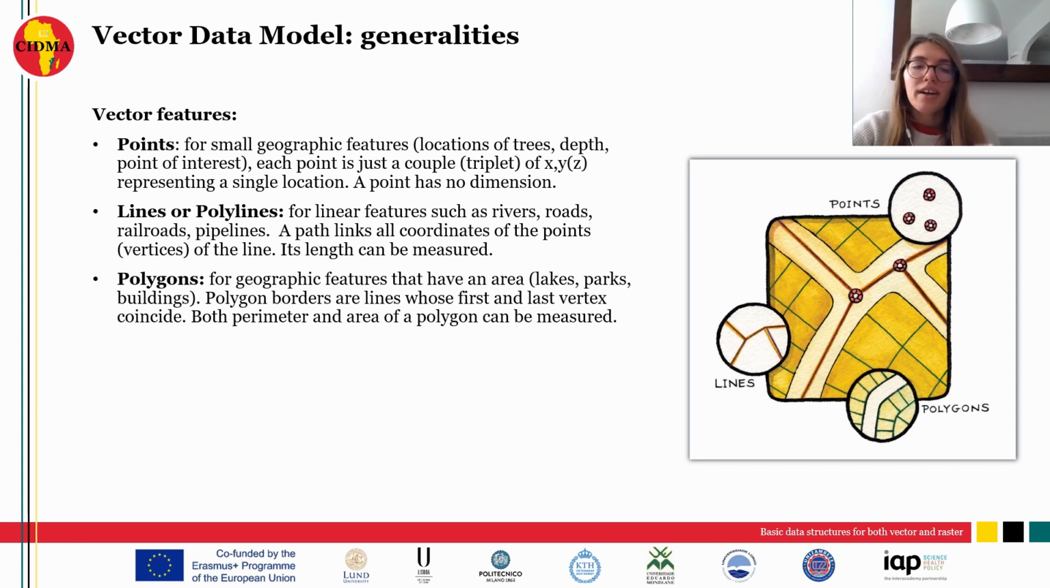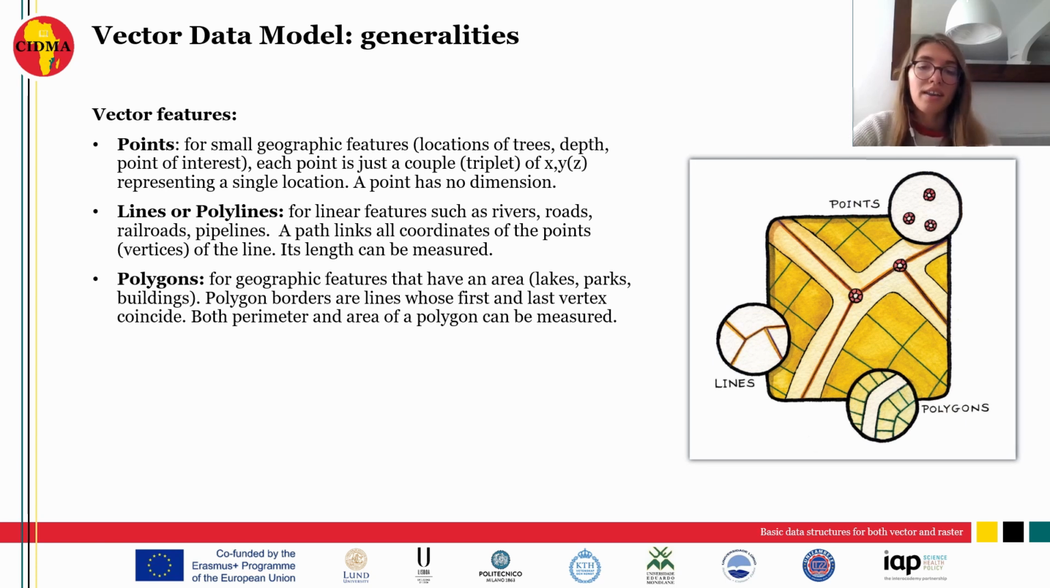Then if we go to the lines or polylines, here they represent streets. However, they can represent all linear features as it could be for rivers, roads, railroads, pipelines, and so on. And how to define a line? A line could be defined by a path that links all coordinates of the points that are called vertices. And therefore, lines have just one dimension, that is the length, that could be measured also through GIS.